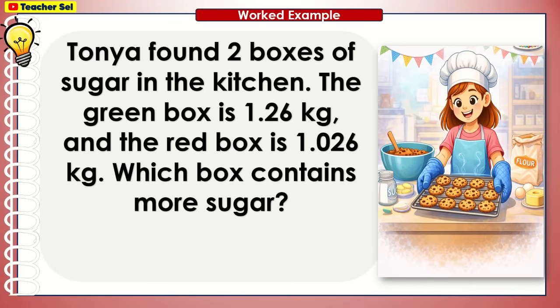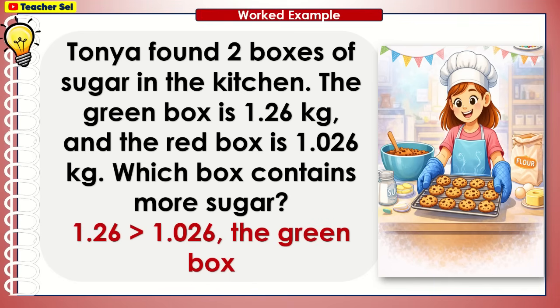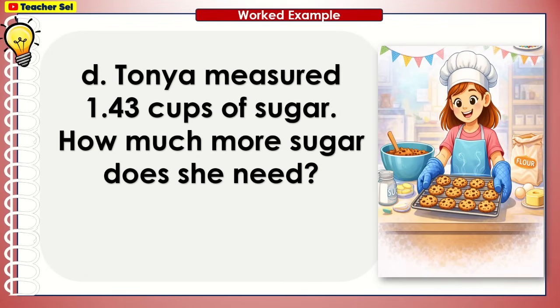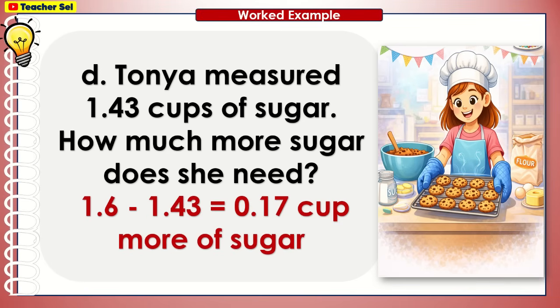Tonya found 2 boxes of sugar in the kitchen. The green box is 1.26 kilograms and the red box is 1.026 kilograms. Which box contains more sugar? 1.26 is greater than 1.026, the green box. Tonya measured 1.43 cups of sugar. How much more sugar does she need? 1.6 minus 1.43 is equal to 0.17 cup more of sugar.